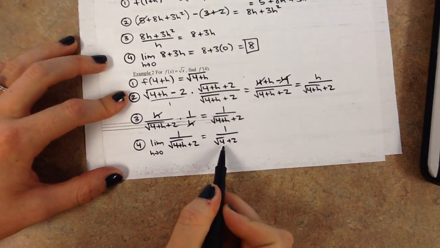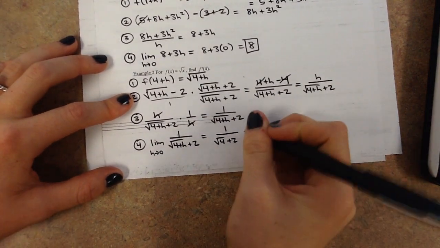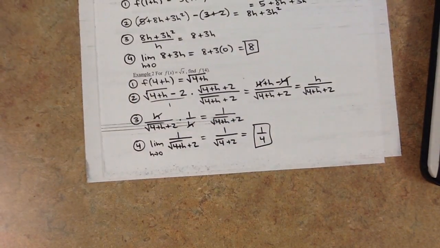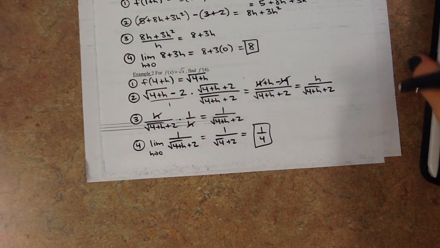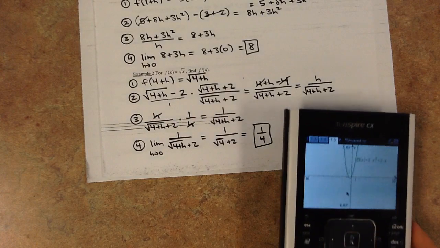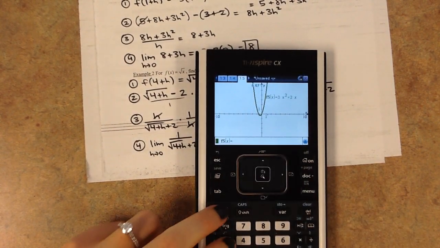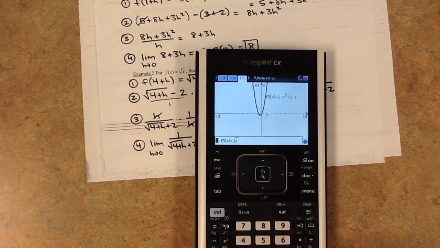So if I replace the h with a 0, this is just the square root of 4. Of course, the square root of 4 is 2, and 2 plus 2 in the denominator gives me 1/4. So 1/4 is a positive but not very steep slope. So let me trade out these functions. Instead, I'm going to plug in just the square root of x, which is what that problem was dealing with.